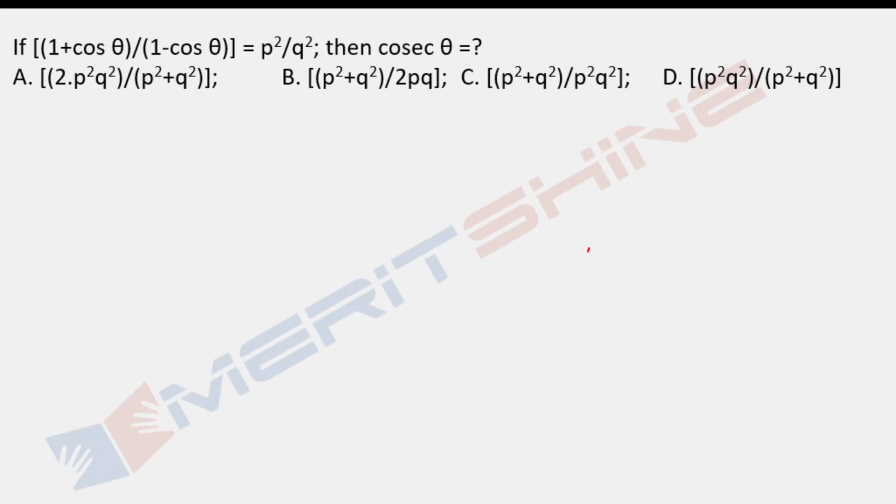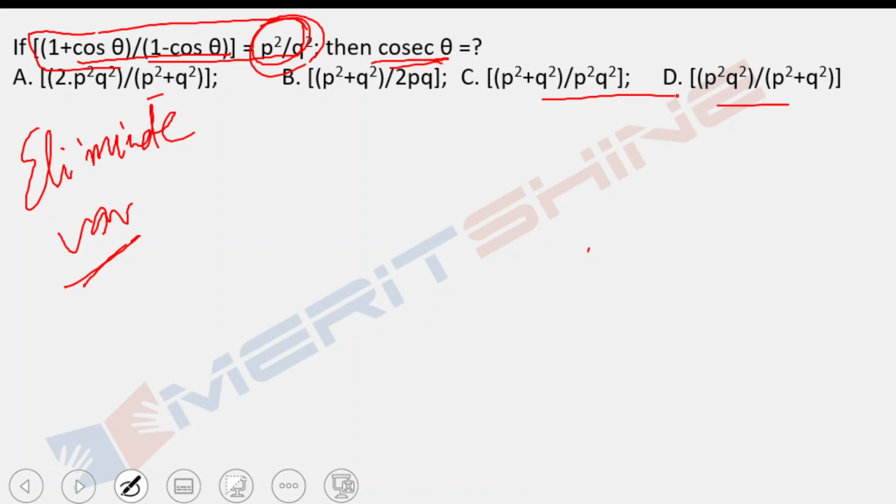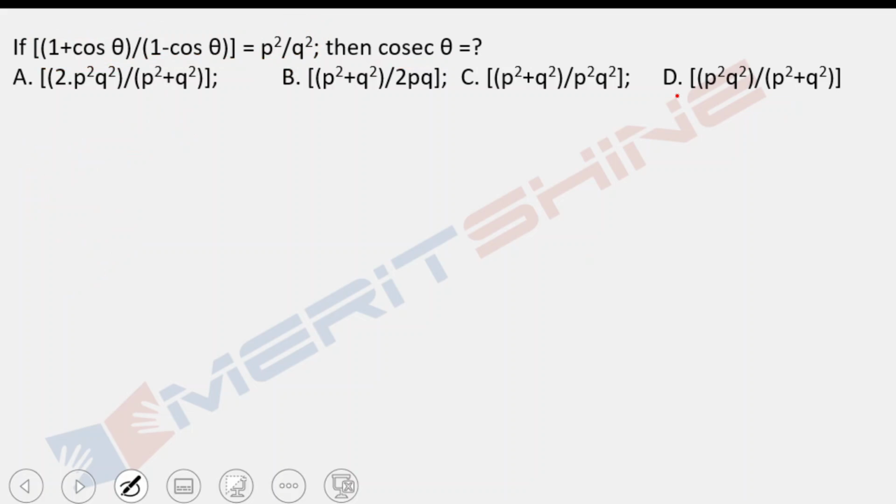Next question. Look at the next question now. This is a new kind of question. This is a basic identity question only, but here we will have to eliminate a variable. What is eliminating a variable? You have an expression given in which there is cos theta, given in terms of P and Q. Now you'll have to find cosec theta in terms of P and Q. So there is no theta in the options. This is elimination of a variable. Let's see how we would do it.